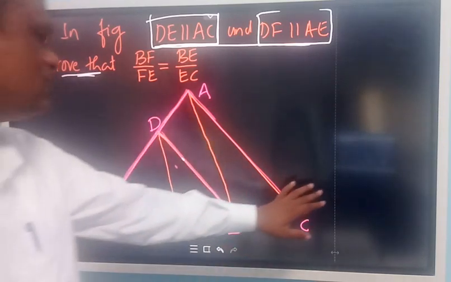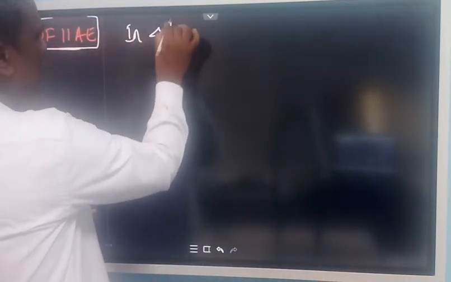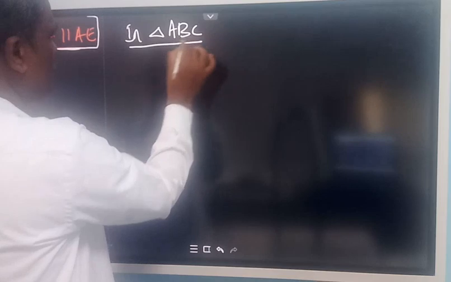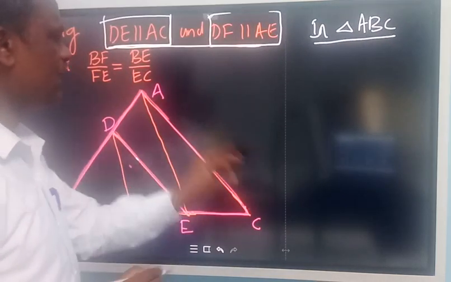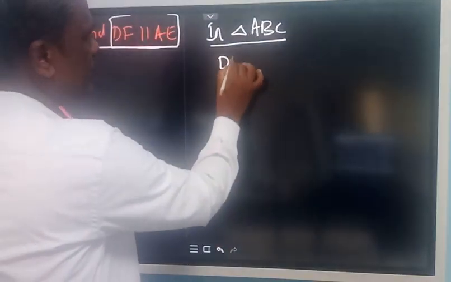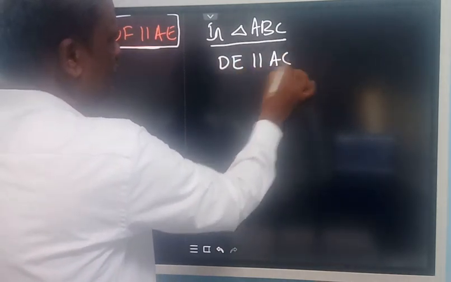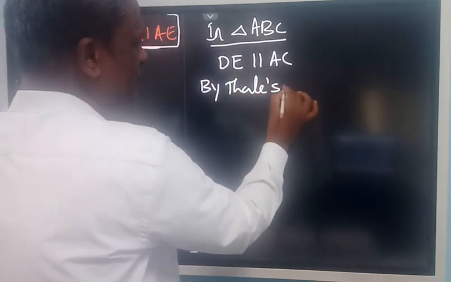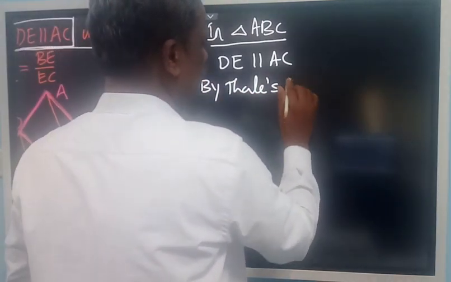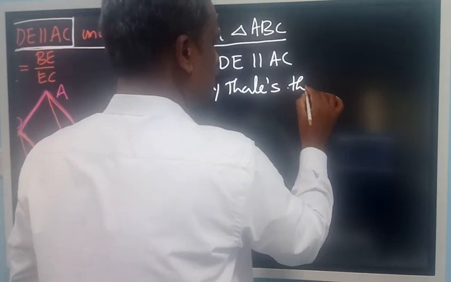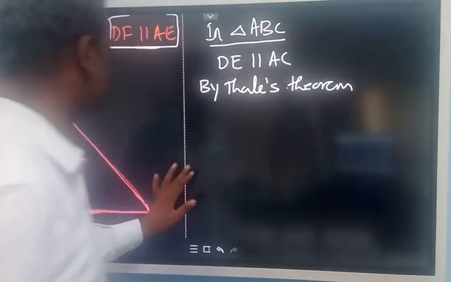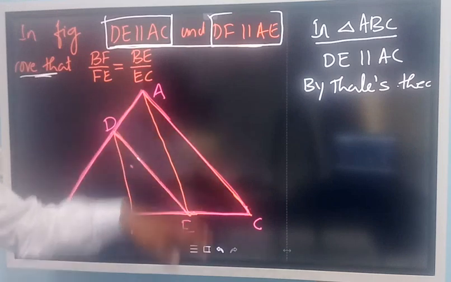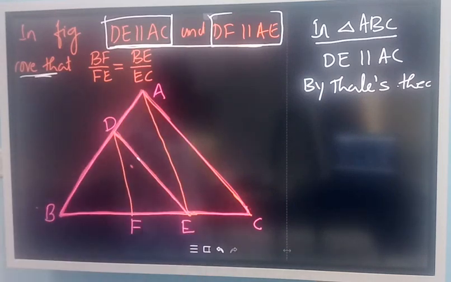You can apply the Thales theorem there. In triangle ABC we have DE parallel to AC. Now apply Thales theorem. By Thales theorem, if a line is drawn parallel to one side of a triangle, it divides the other two sides in the same ratio.